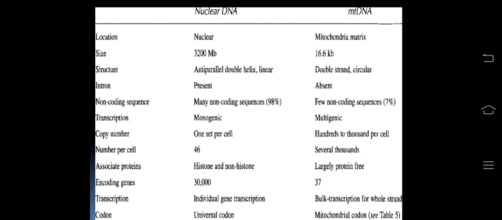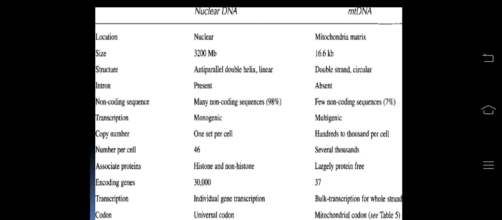Then once again, nuclear DNA. Location: nucleus. Size: 3200 Mb. Structure: antiparallel double helix, linear, introns present, non-coding sequences many, about 98%. Transcription: monogenic. Copy number: 1 set per cell. Number per cell: 46. Associated proteins: histone and non-histone. Encoding genes: 30,000. Transcription: individual gene transcription. Codon: universal codon.